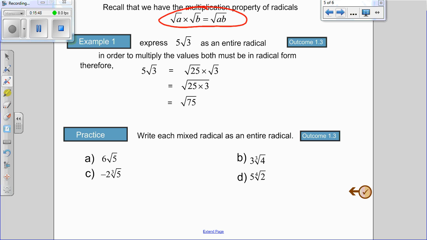Example 1, express 5 times the root of 3 as an entire radical. In order to multiply the values, both must be the same radical form. That's exactly what we've already basically done. So you're good. Go below. Write each mixed radical as an entire radical. We're pretty good at that. We just did that last time.